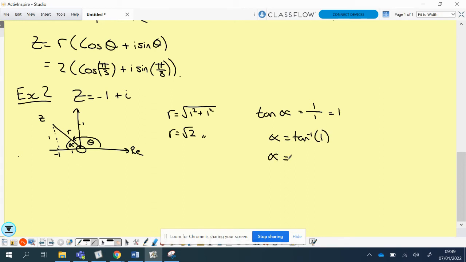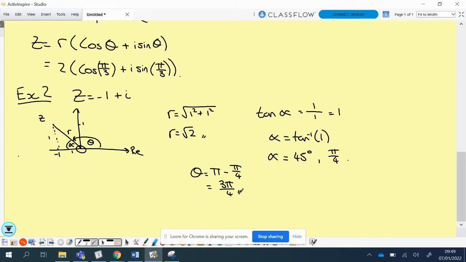And using your exact value triangles from last year, you would have got that alpha is 45 degrees, which is pi over 4. However, that's alpha, we want theta. So then theta is going to be pi, which is 180, minus pi over 4, which leads you to 3 pi over 4, which is 135 degrees.